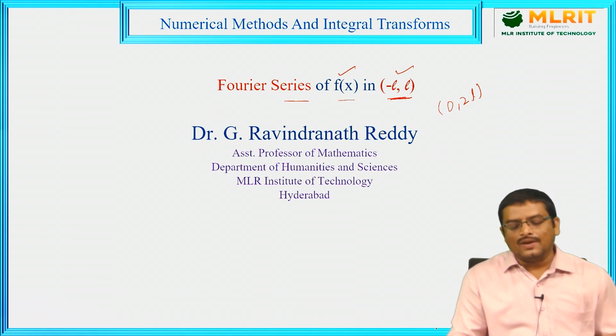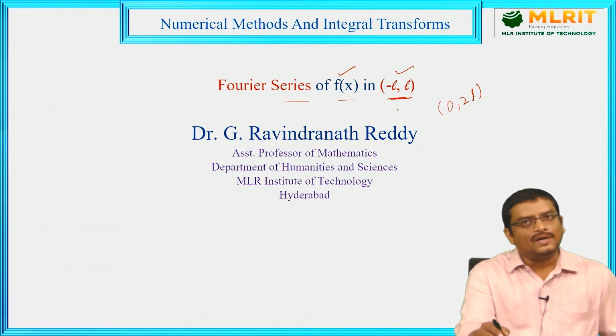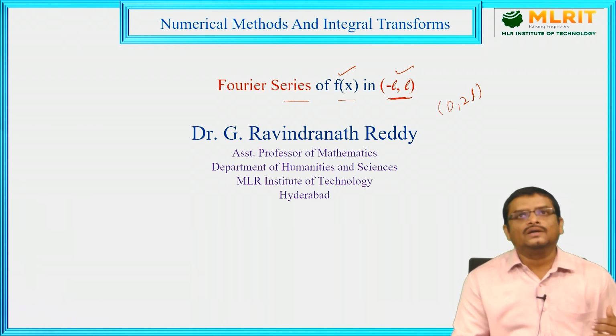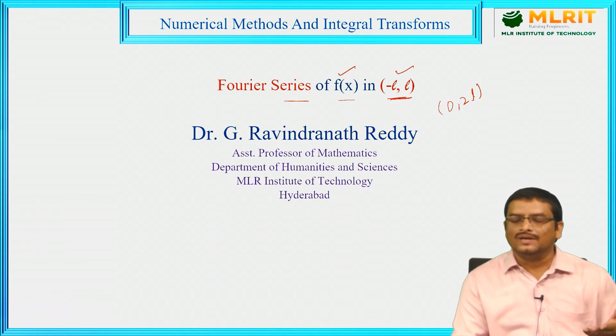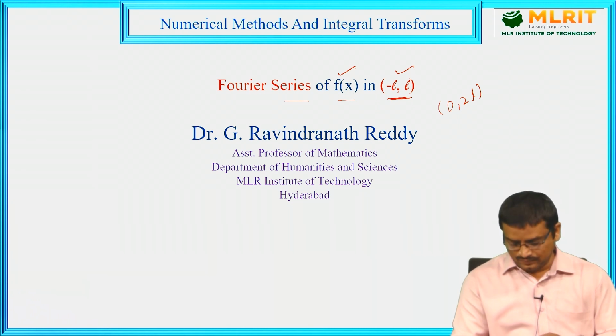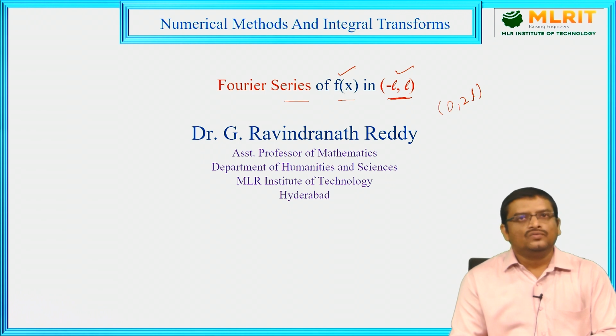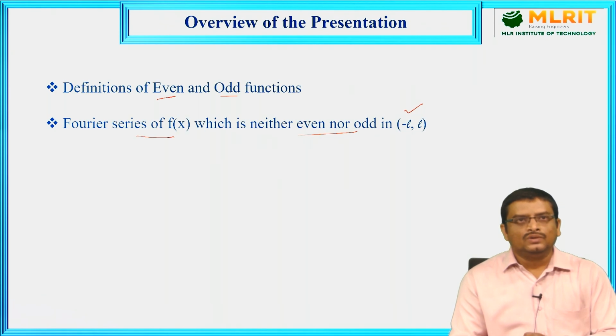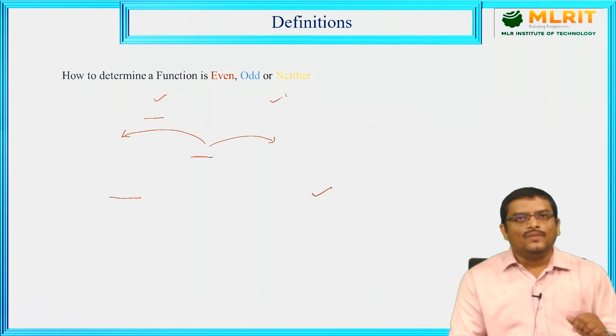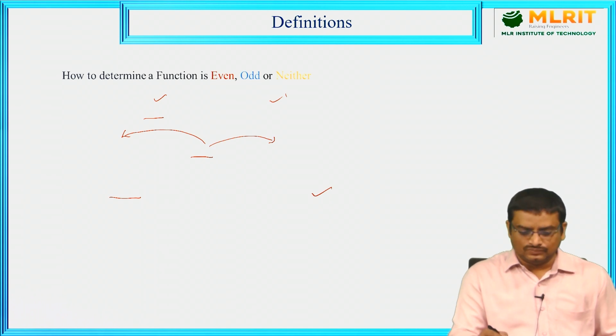Whenever we have the interval in the form of minus L comma L, the important thing is we have to know what is an even function, what is an odd function, and what is neither even nor odd. First we will see the definitions of even and odd functions, and then we can go for how to find the Fourier series of f of x in the interval minus L comma L.